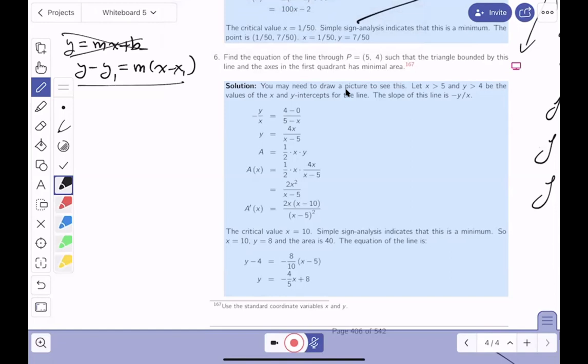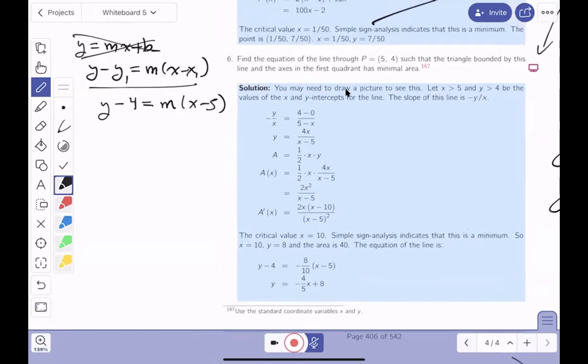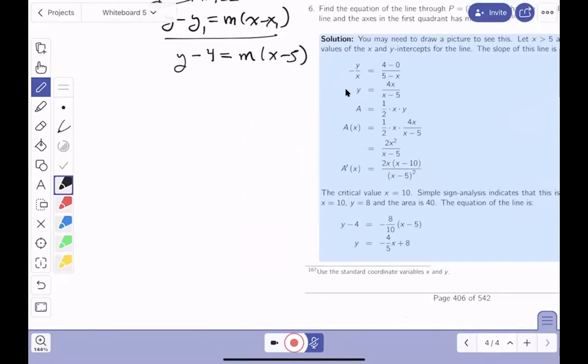So what I'm going to write down, I know the equation of the line is going to look like this: y minus 4 equals, I don't know m yet. I'll keep reading it though. m, and then it's going to be times x minus 5. All right, I'm going to keep reading now. So it says, find the equation of the line that goes through that point such that the triangle bounded by this line and the axes in the first, oh, this is going to be really tough for me to understand. I've got to understand what they've just said.